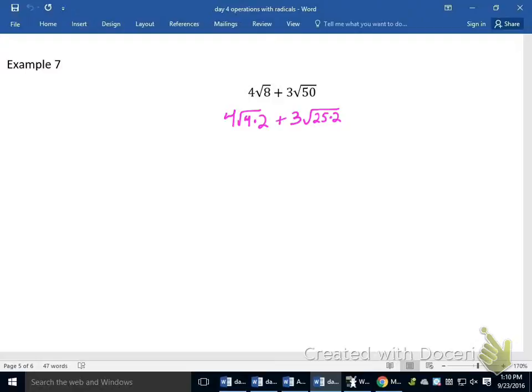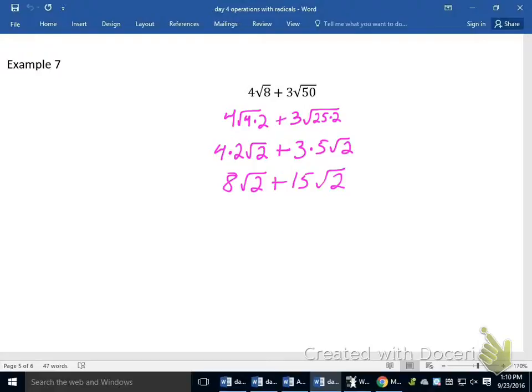Alright, so now let's simplify those independently. Over here on the left, I can take the square root of 4 is 2. So it's going to be 4 times 2 times the square root of 2. Plus, over here on the right, I can take the square root of 25. That's 5. 3 times 5, square root of 2. And now I'm just going to write this as 8 times the square root of 2 plus 15 times the square root of 2. Nothing mind-blowing up to here.